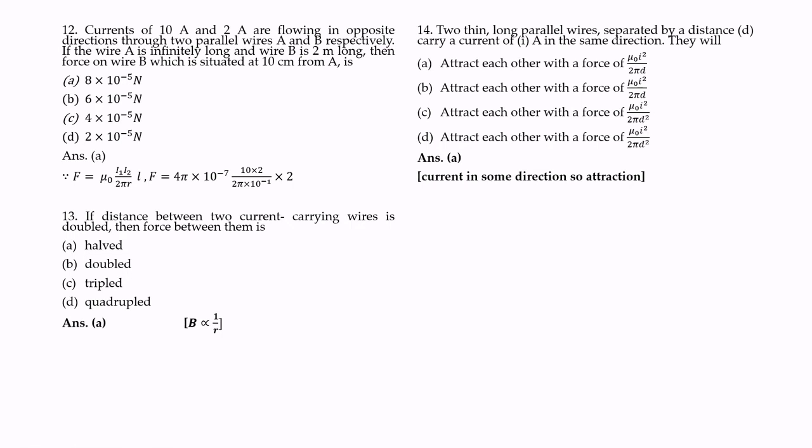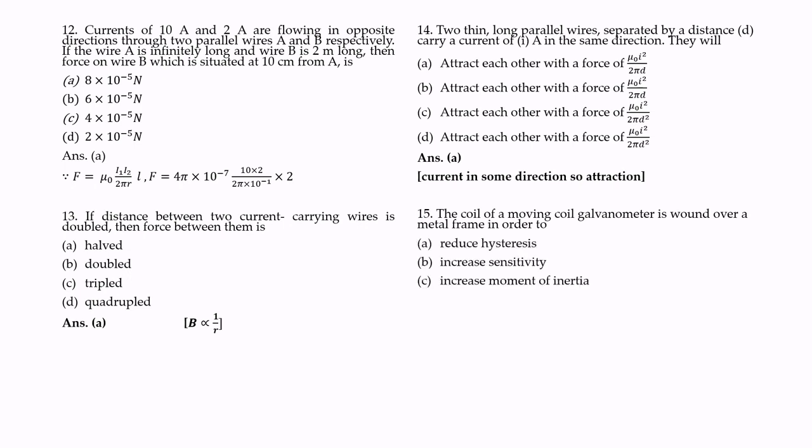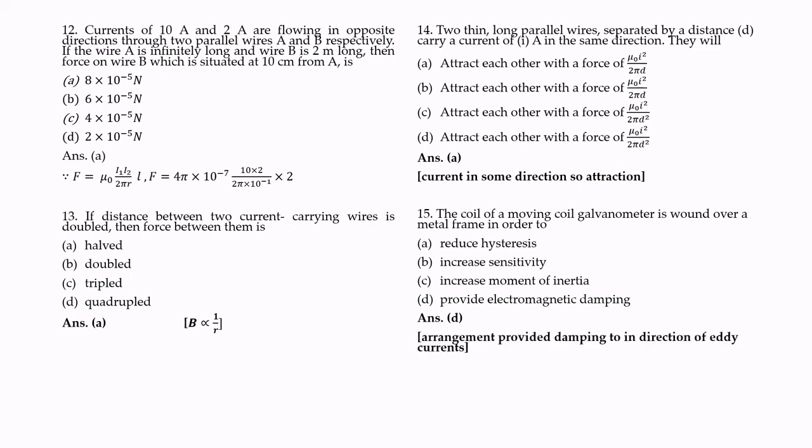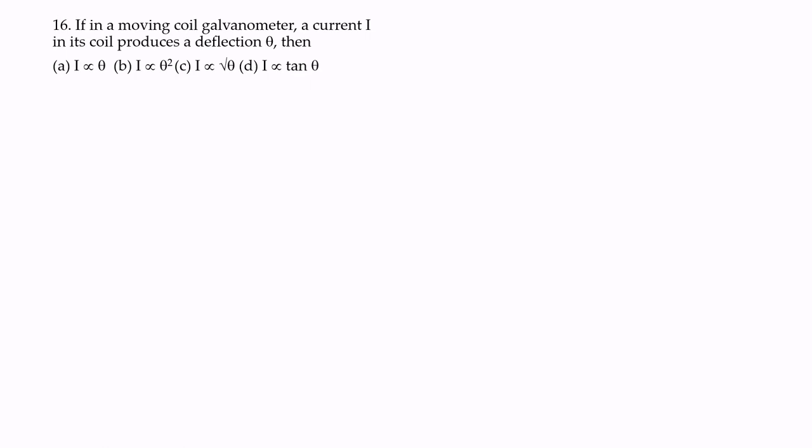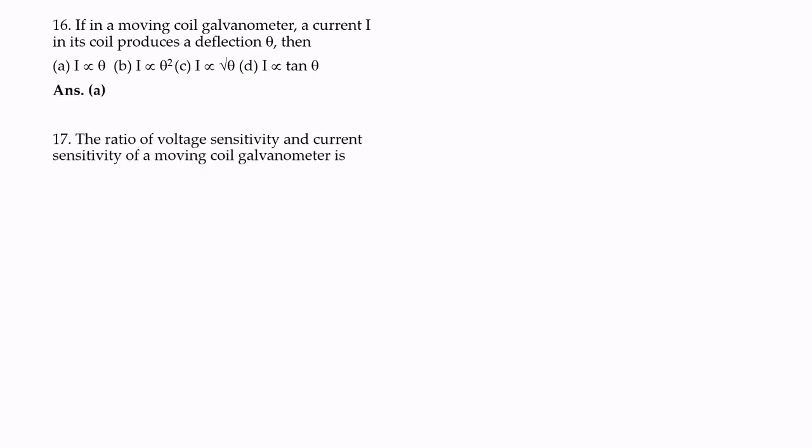Question number 15. The coil of a moving coil galvanometer is wound over a metal frame in order to provide electromagnetic damping. This arrangement provides damping due to the direction of eddy currents. In a moving coil galvanometer, a current I in its coil produces deflection theta. Then I is proportional to theta, or I is proportional to theta square. Four options are given. We know A is the correct answer, that is, I is proportional to theta.